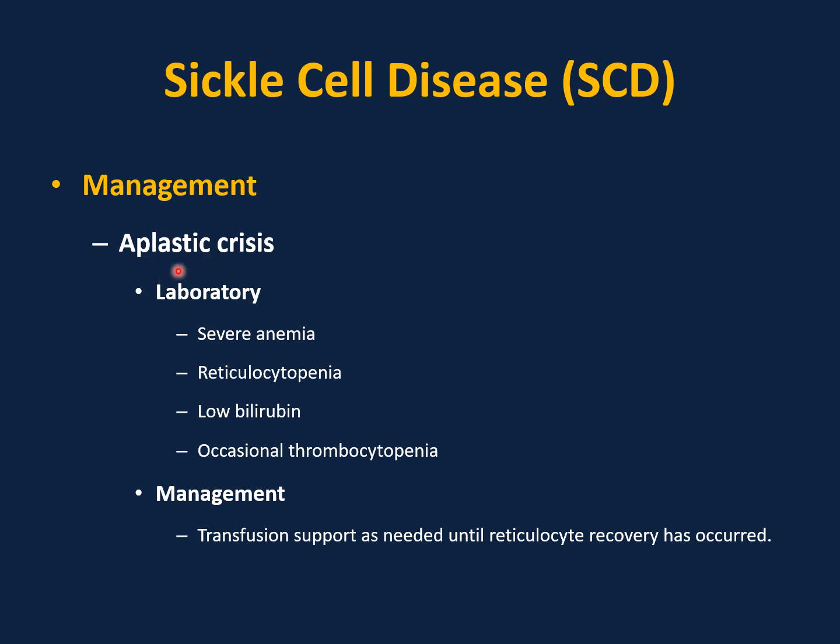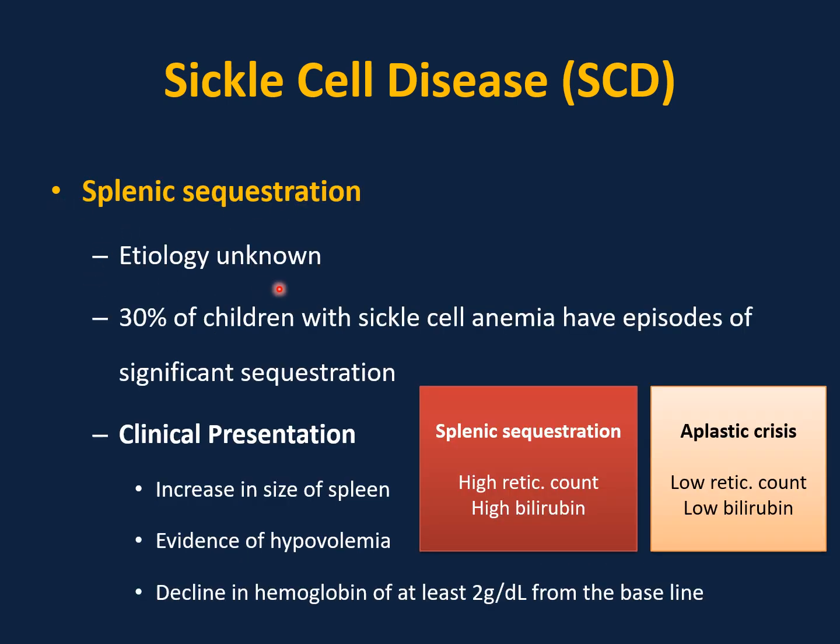Laboratory findings in cases of aplastic crisis: severe anemia, reticulocytopenia. The key here is the retic count will be very low, low bilirubin, occasional thrombocytopenia. Management is transfusion until the reticulocyte recovery has occurred. Splenic sequestration, the etiology is unknown.